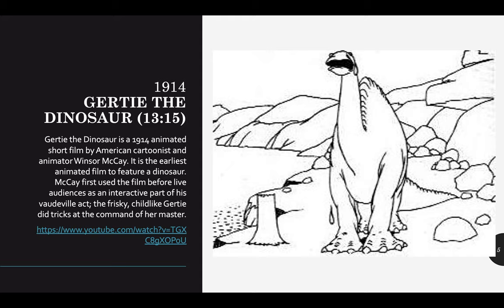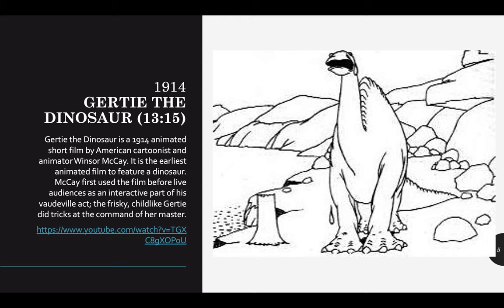So, we are at 1914 and Gertie the Dinosaur. 1914, Winsor McCay, and it's the earliest film that has a dinosaur in it. And it's kind of interesting because Winsor would first use the film in front of a live audience to make it look like he's interacting with the dinosaur. So it was kind of interesting.